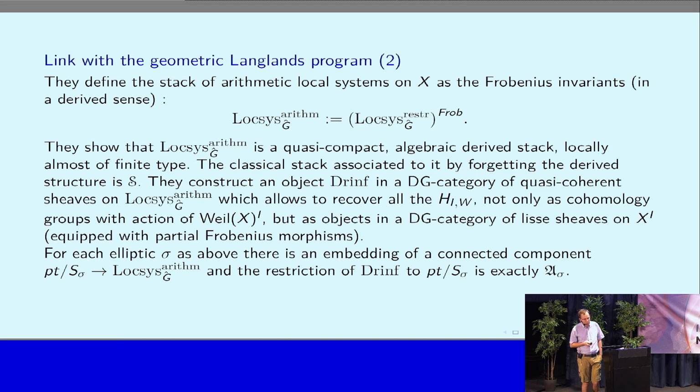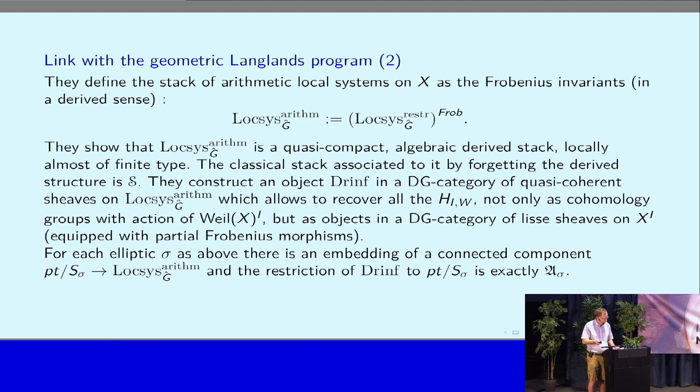And they construct an object, Drinfeld, in the DG category of quasi-coherent sheaves, so modules if you want, on this stack of arithmetic local systems, which allows to recover all the H^I_W, not only as cohomology groups, but in a DG category of ℓ-adic sheaves on X^I. Unfortunately, this is limited to the situation without level for the moment. And for elliptic sigma above, there is an embedding of a point divided by S_sigma as a connected component of this stack of arithmetic local systems, and the restriction of Drinfeld of the theorem for these six people is exactly the A_sigma from my work with Shi Wenzhou.